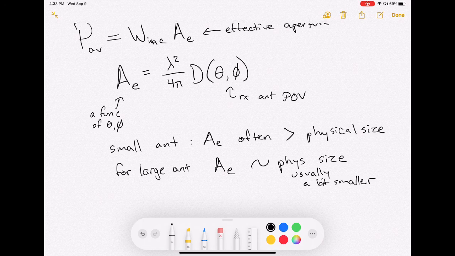So now we've talked a lot about how we talk about radiation patterns and how exactly the power that's radiated from an antenna is distributed over space. Hopefully that gives you some tools to start working on Project 1.